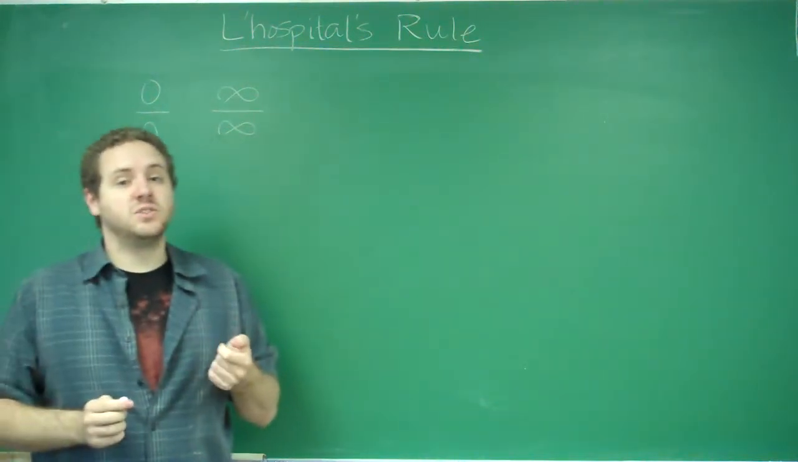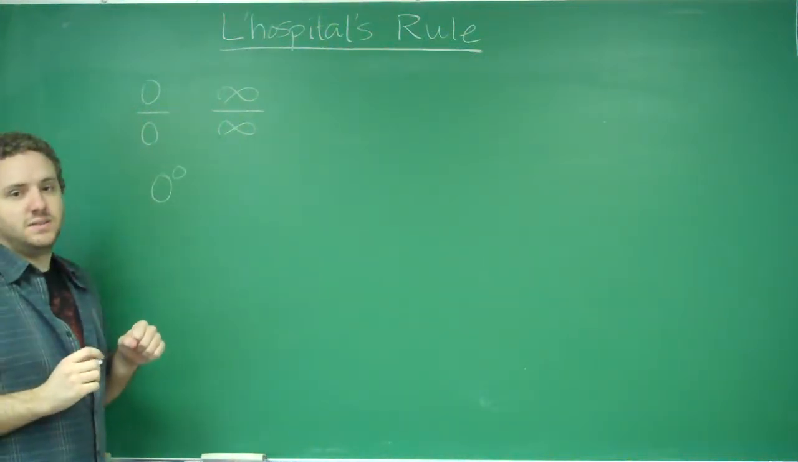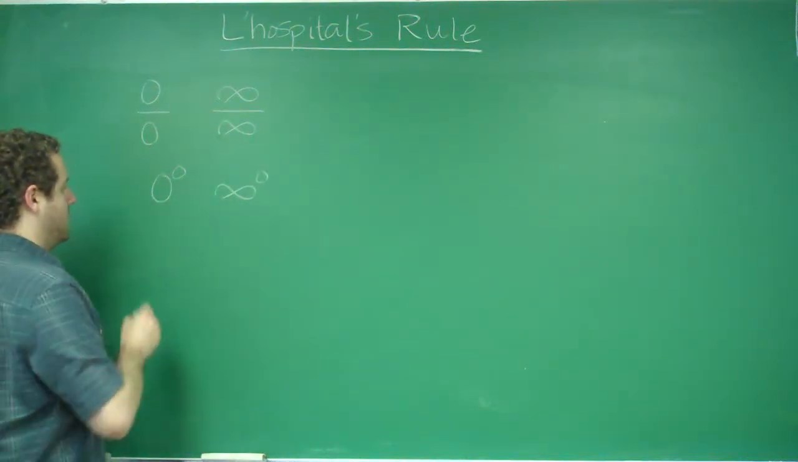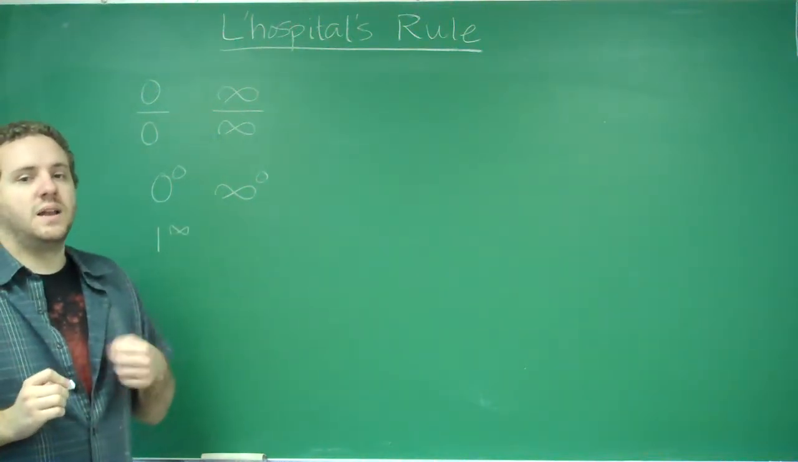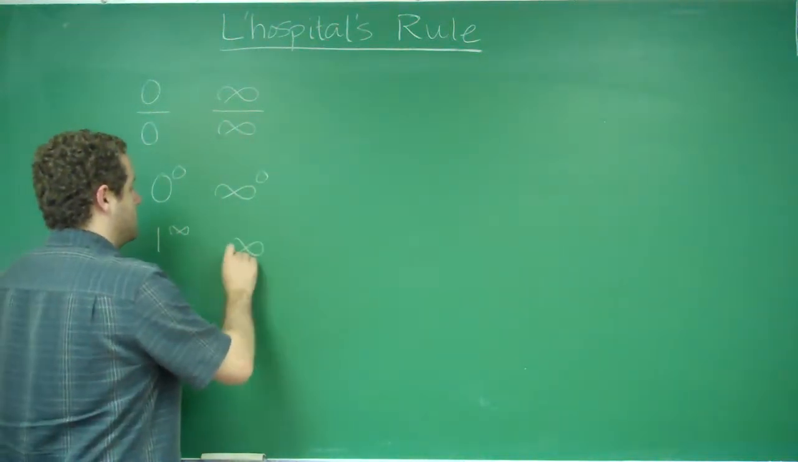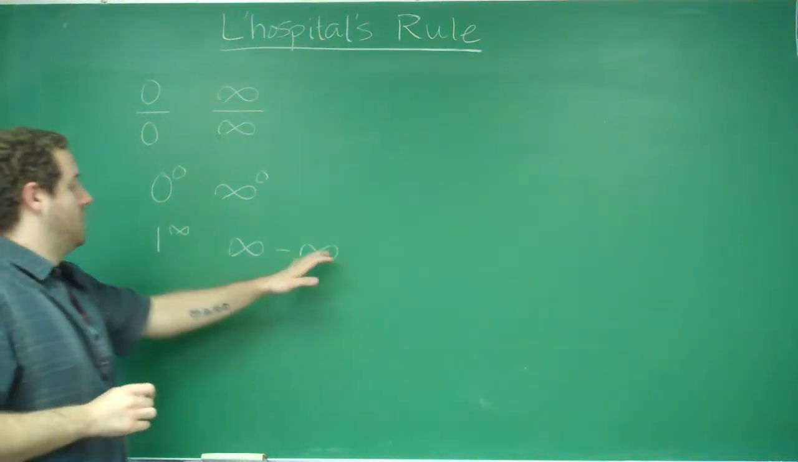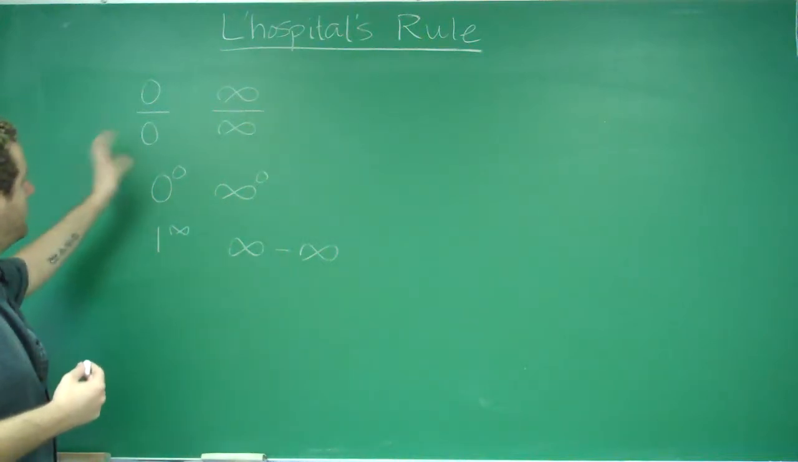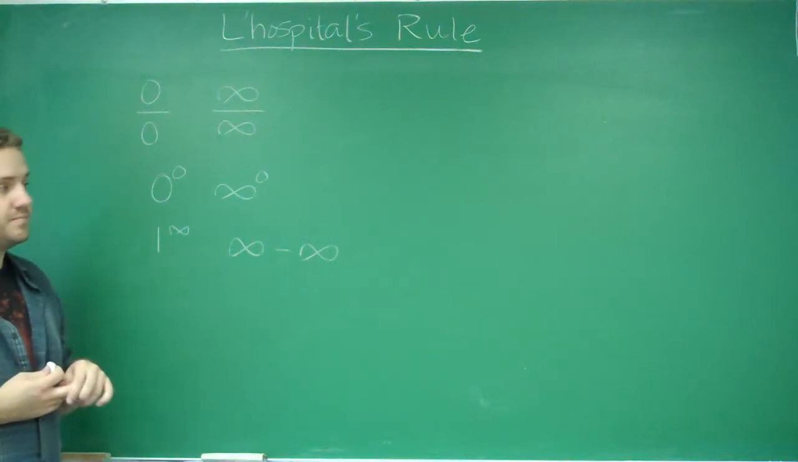Also, you can have exponential indeterminate forms, which would be like 0 to the 0. That's an indeterminate form. Infinity to the 0 power is an indeterminate form. 1 to the infinity. These are examples of indeterminate forms. And also you can have an indeterminate form when you subtract infinities from each other, because essentially you don't know which one's bigger than the other in that case. So all these things I just listed here are indeterminate forms.